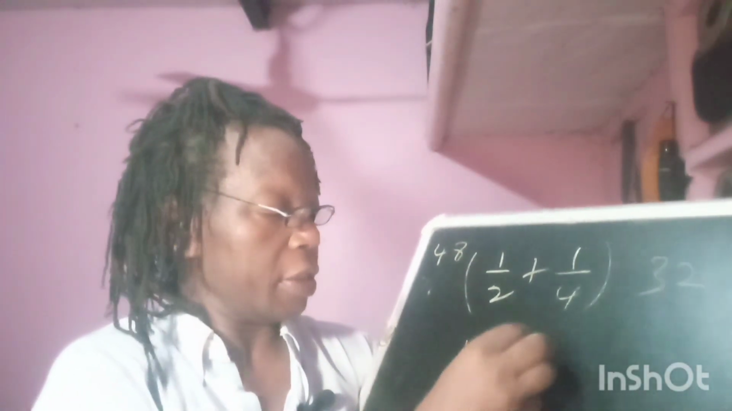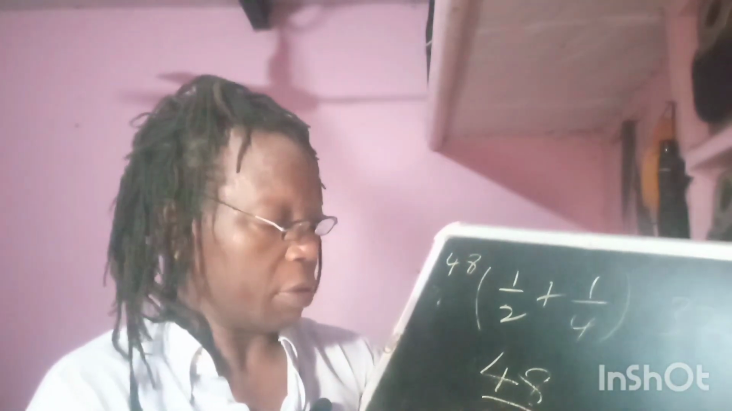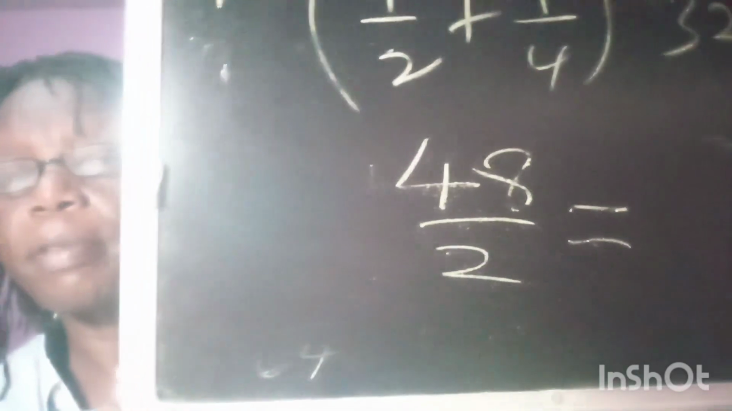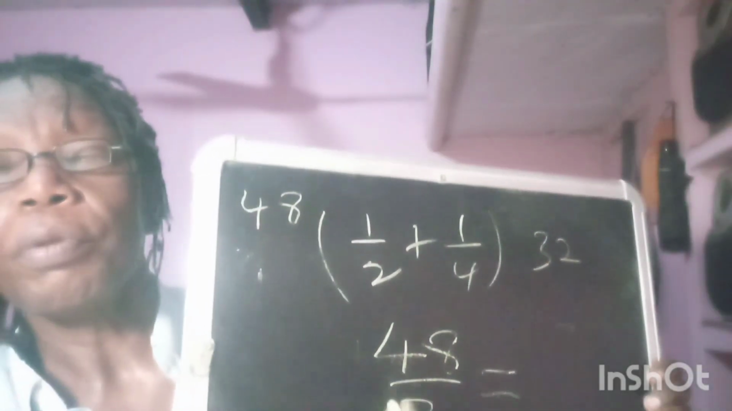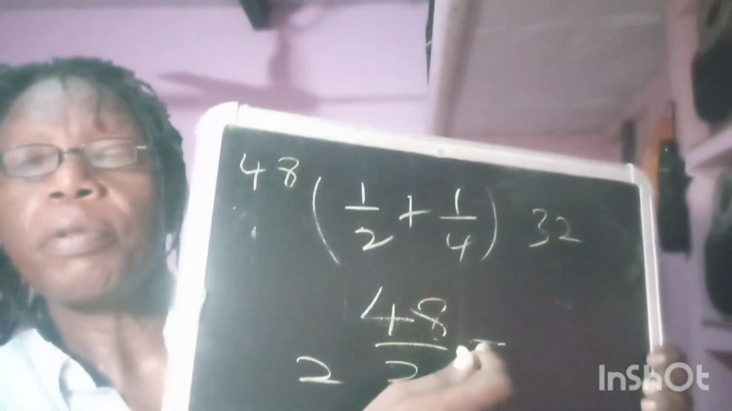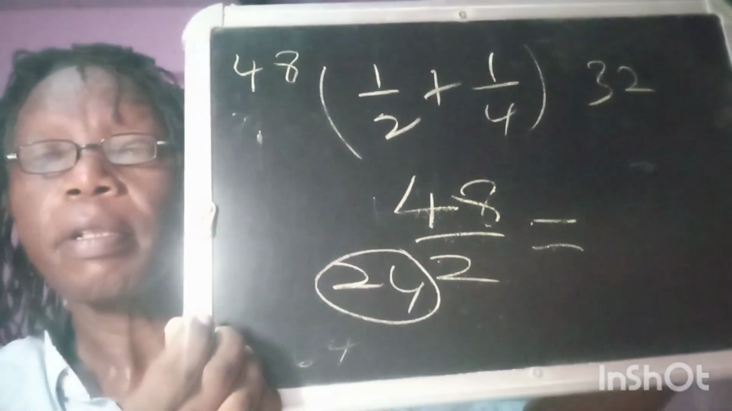So now we have 48 divided by 2. My writing is not so good. Now we have reached this stage, and the result is 24. 48 divided by 2 is 24. Even without calculating, you can tell, because 2 will go into 4 two times, then 2 will go into 8 four times, and this will be the answer.